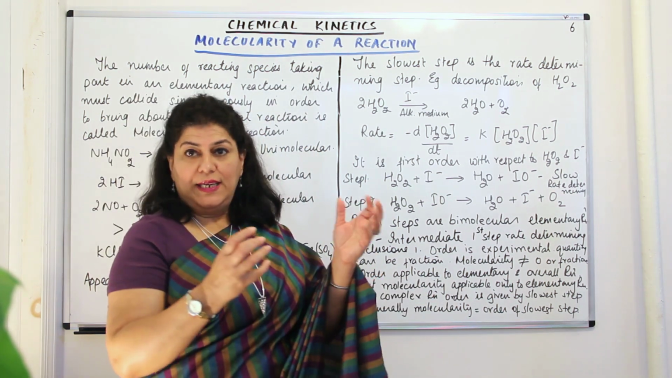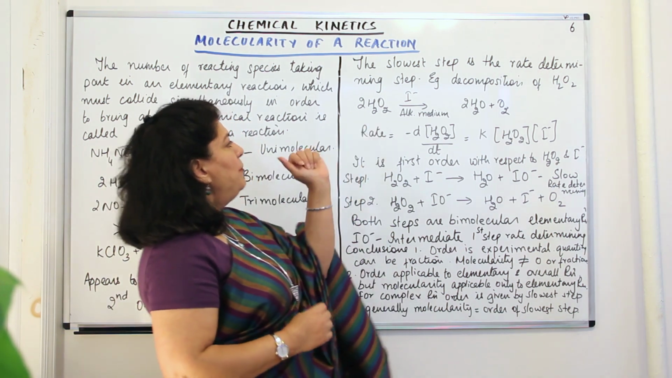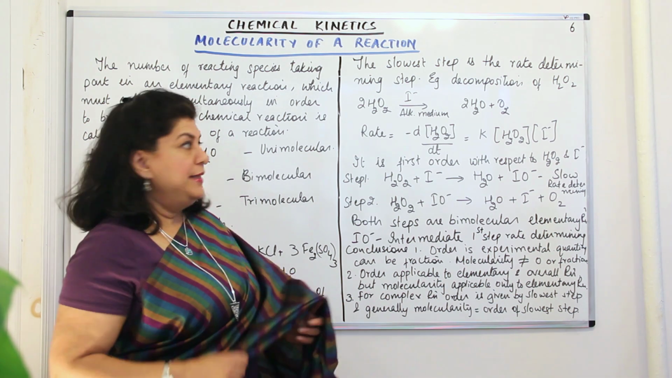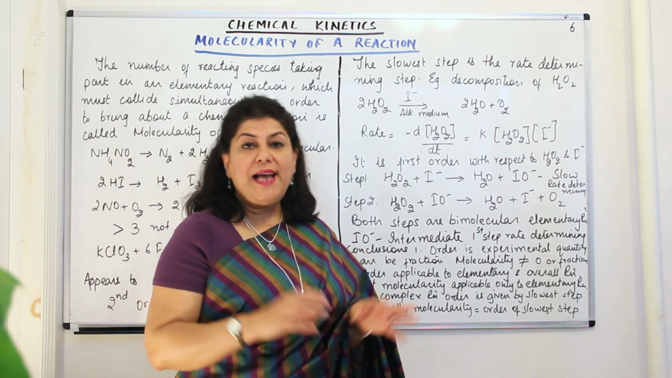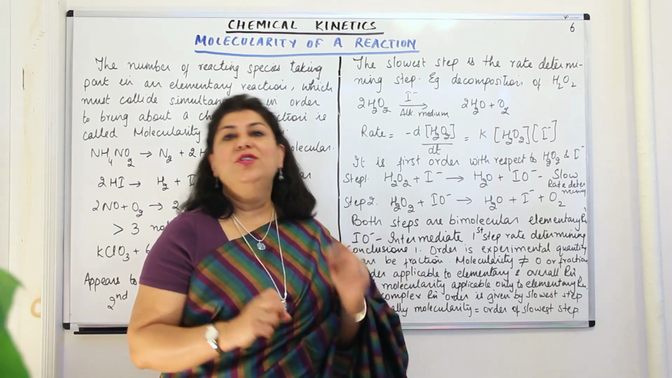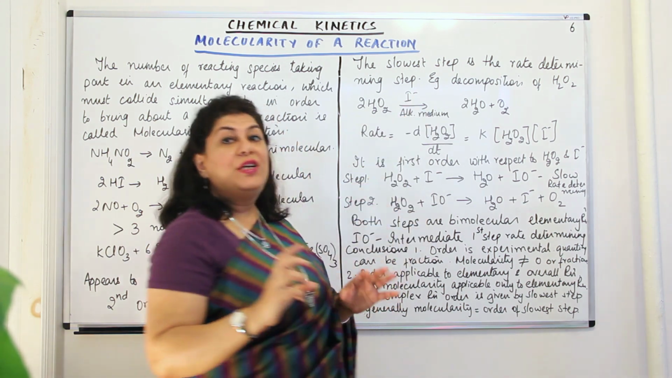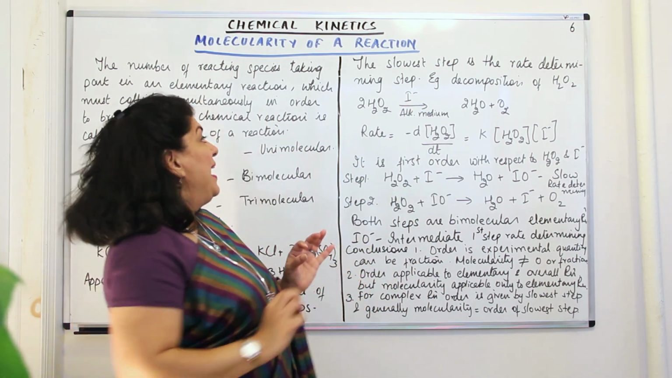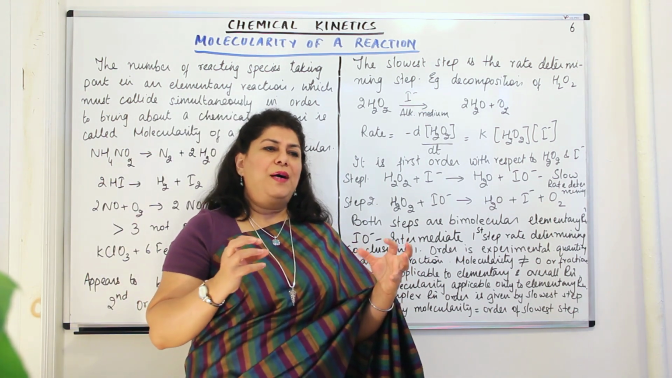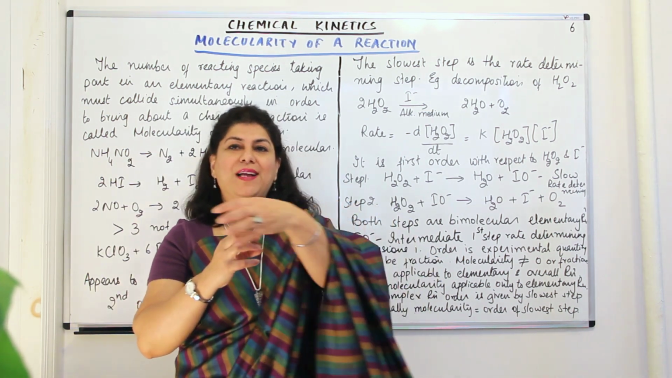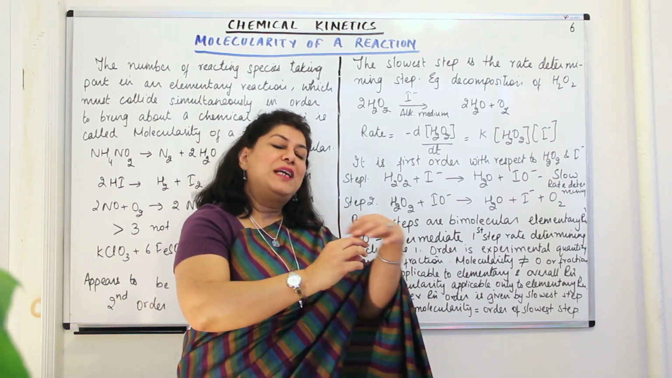For example, we take an example of the decomposition of H2O2, hydrogen peroxide. When it decomposes in the presence of iodide ion in an alkaline medium, you get H2O and oxygen. It has been found that this reaction takes place in 2 steps. So the iodide ion is actually a catalyst. And what is a catalyst? A catalyst is a substance that helps the reactant to react. And when the product is formed, it leaves.